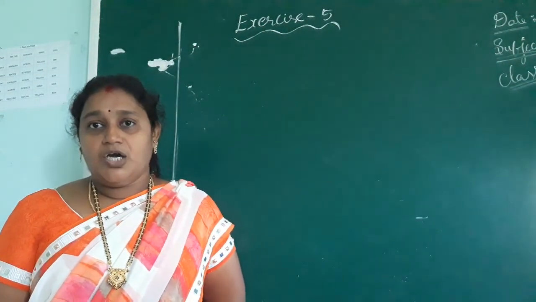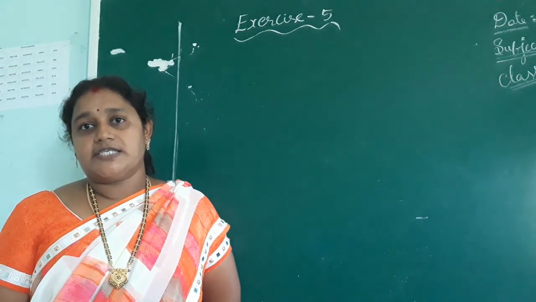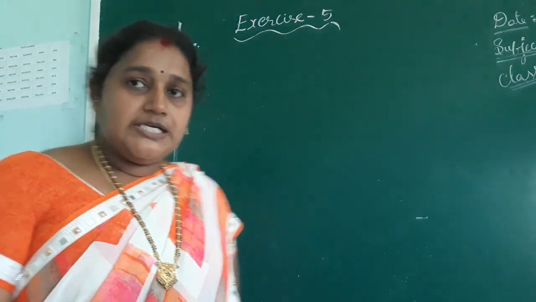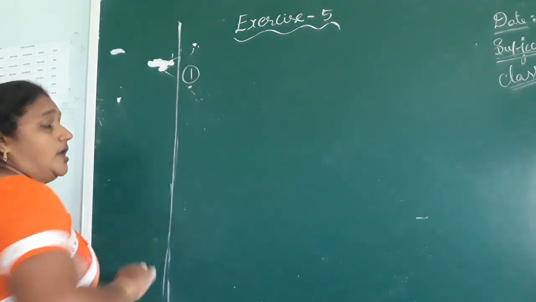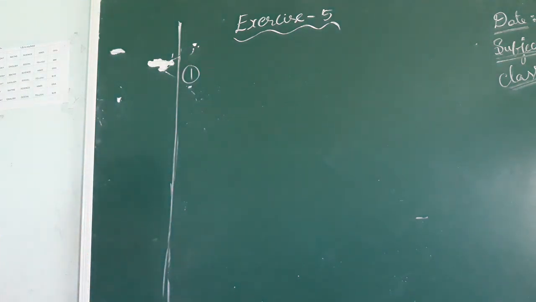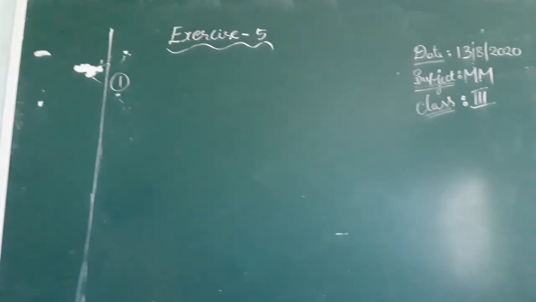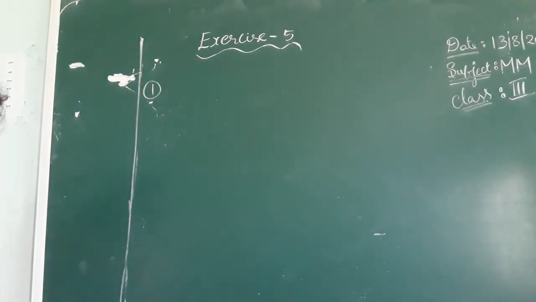Are you fine? Okay. In the previous class we discussed up to exercise 4. Now I am starting exercise 5, children. See the first one in exercise 5, first question. They have given an abacus with some spokes and lines, and they are asking us to write the number name. They are asking how we can present it. Check once.